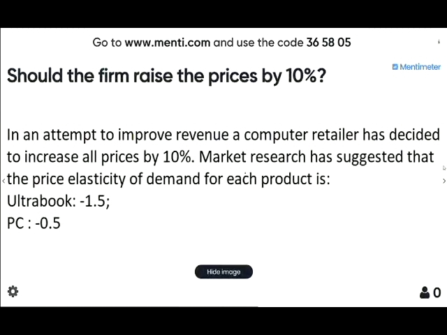So here's a quick question for you. 3 minutes. Can you answer it, please? We don't have much time left now. Should the firm raise the price by 10%? Ultrabook and PC, and their elasticities are given to you. Which one should be raised? Just type your recommendation. I'll then hide the image after you type. In about 3 minutes, I'll switch. For now, I don't see anyone answering, so think. One answer?